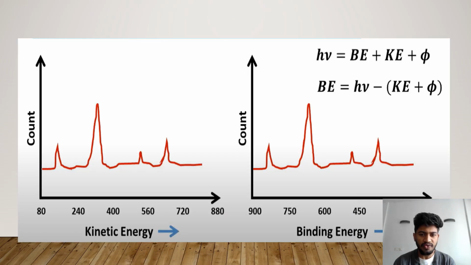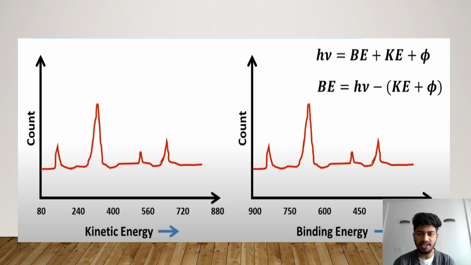So this is the output which we get from the computing system. Here you can see the count of electrons and kinetic energy graph, which we get from the output analysis. Here you can see the increasing kinetic energy, and here you can see the equation: h nu is equal to binding energy plus kinetic energy plus work function. So binding energy will be calculated from the kinetic energies.